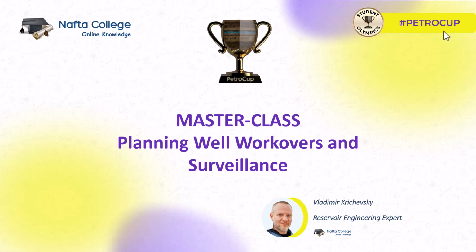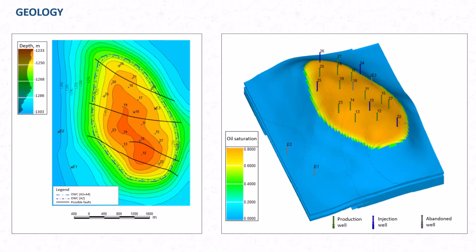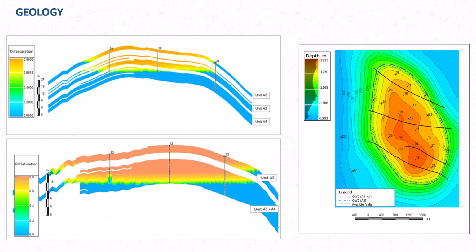In this short video, I'm going to explain how to plan your workovers and surveillance with an example of a synthetic asset. So first, let's introduce the asset. So here's the geology. The simple dome structure, but here on the left we can see several folds, and some of them might be sealing, some of them might be transparent, we don't know yet.